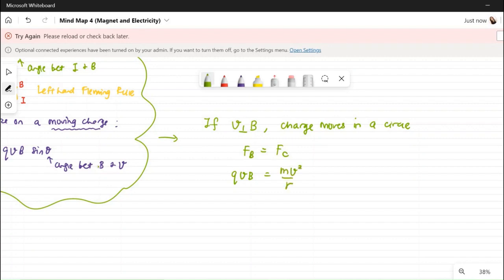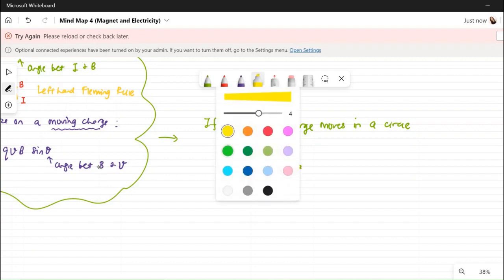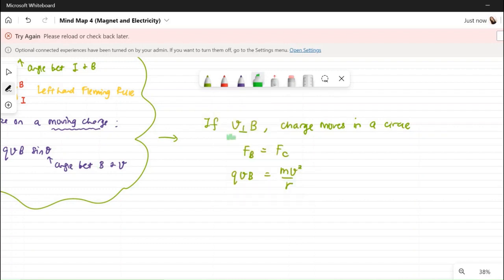So what is the sine theta? Because we already stated that v and B are perpendicular to one another. Perpendicular to one another means sine 90 degrees, and sine 90 is equal to 1. So the sine 90 term can be ignored. From here we are able to find the radius of the circle made by this moving charge, right? Where the radius r is equal to mv divided by qB.